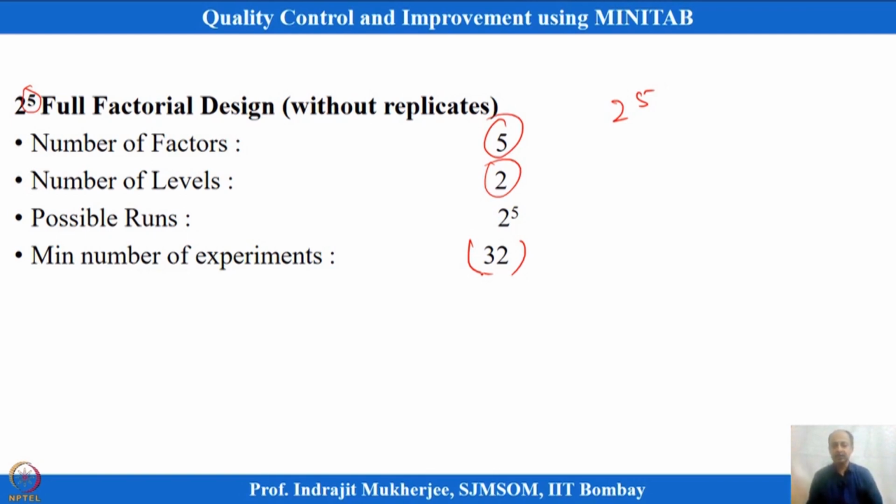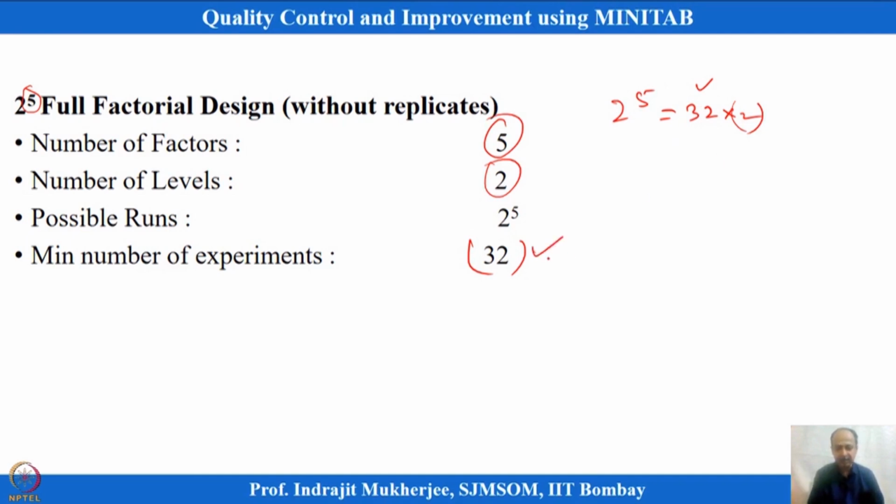Okay, here it is: 2 to the power 5 means a minimum of 32 trials is required, and if you replicate once it will be 32 into 2. So this will be 2 replications, 64 trials, which is quite a large number. Sometimes I do not want to do 64 experiments; I have to confine my analysis to only one replicate, or no replicates basically.